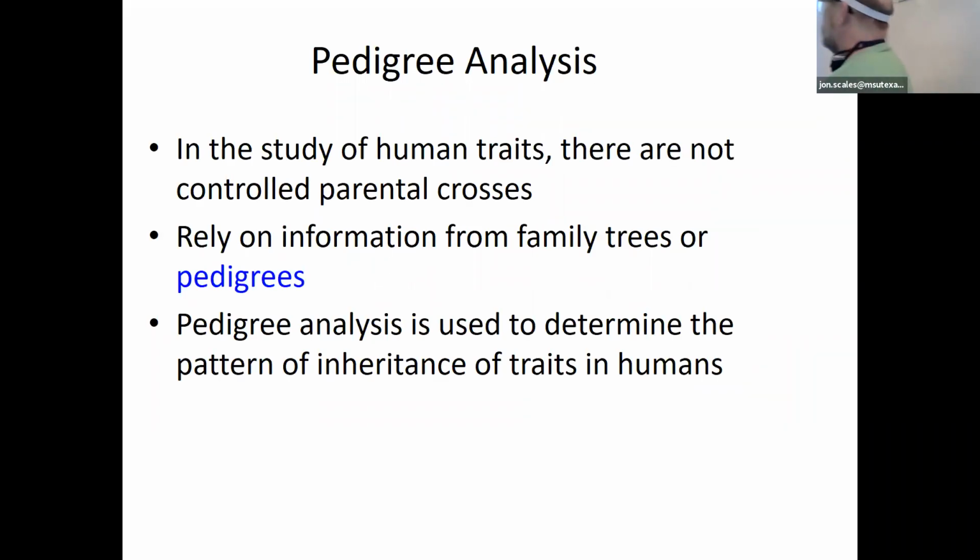So for pedigree analysis, you're relying on sort of tracking back a family tree, so to speak. You would have a person, maybe a patient who has a disease, or you might have parents who know that a disease runs in their family and are thinking about having kids, and so they want to predict the potential for passing on a trait. So that's where pedigree analysis would come into play.